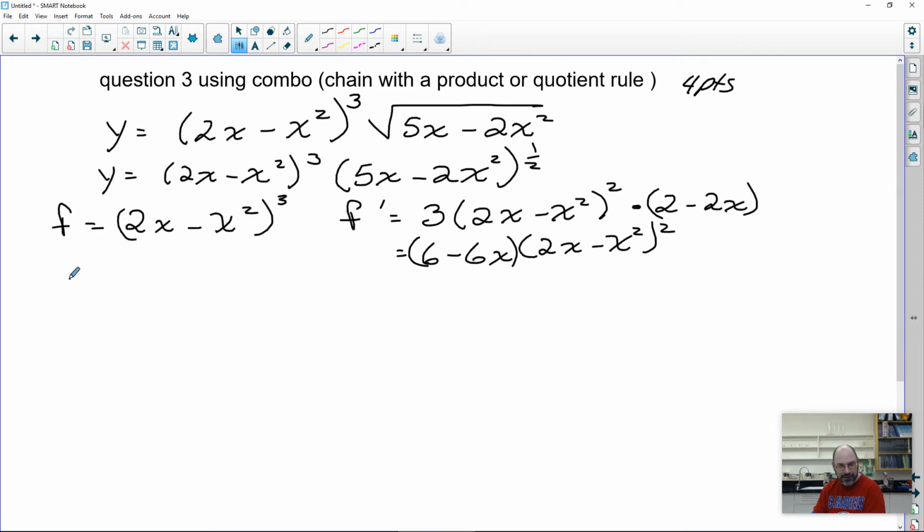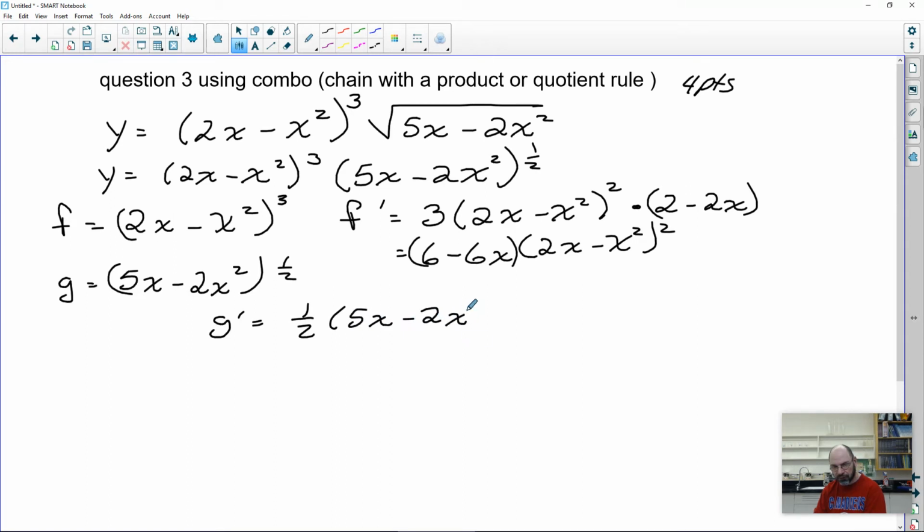Okay, so that's our f prime. And then g is simply 5x minus 2x squared to the power of 1/2. So if we get g prime for this, we're going to have to take that 1/2 out front, put the bracketed term as our u there, subtract 1 from 1/2 gives you a negative 1/2, and then multiply it by the derivative inside, which would be 5 minus 4x.